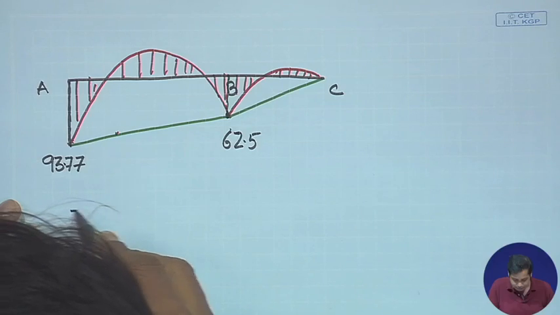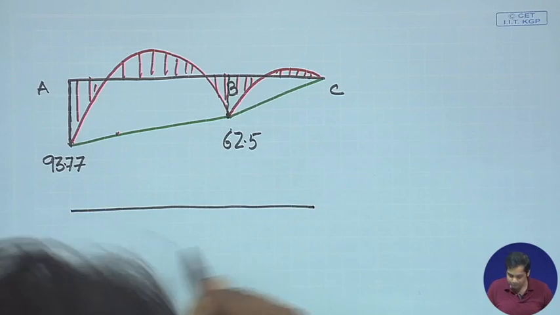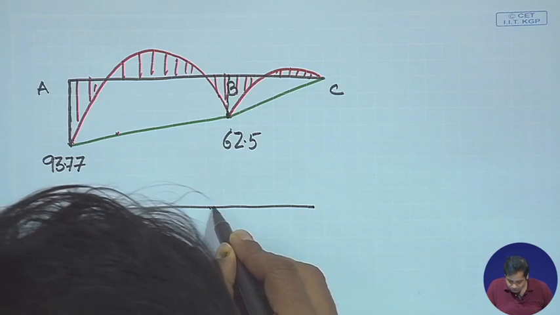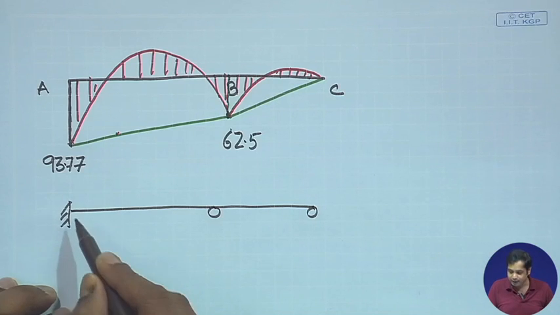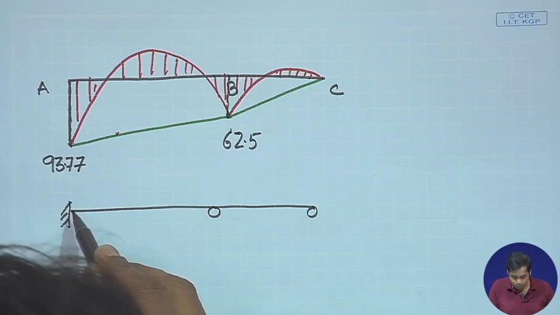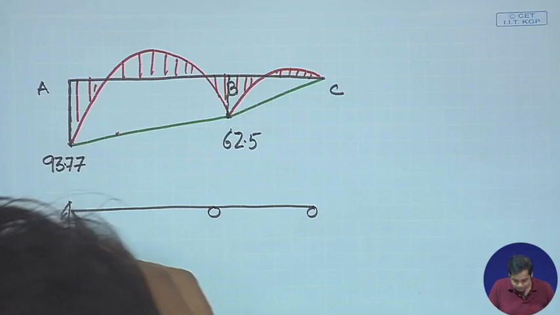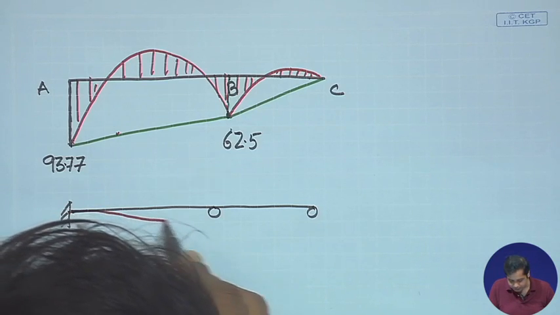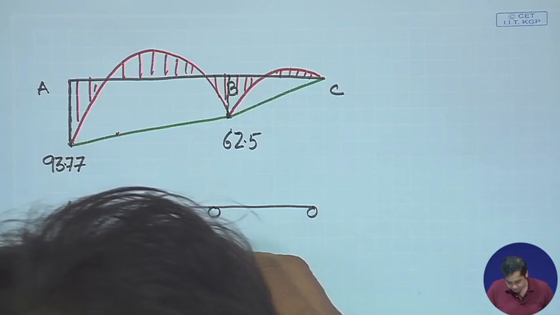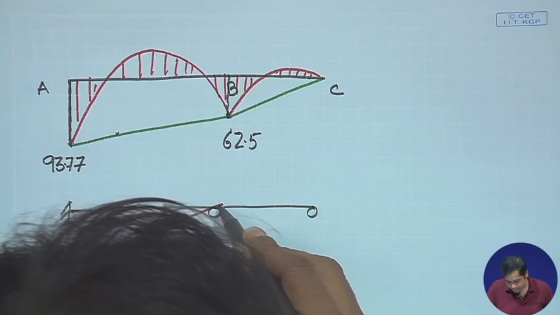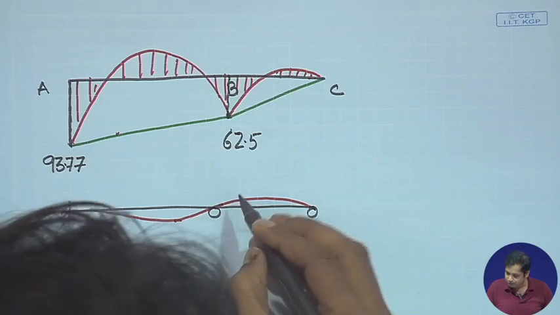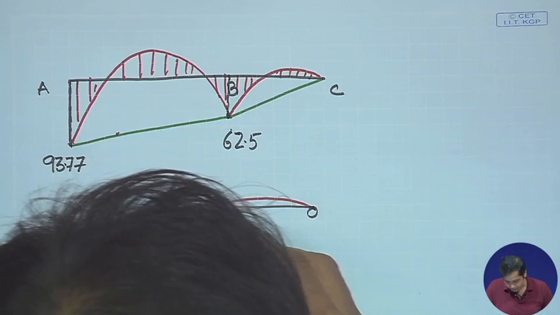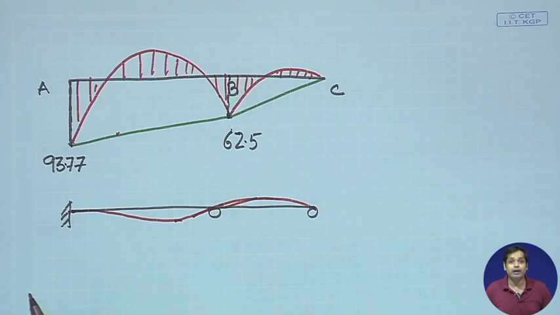Now, just try to guess what would be the deflected shape of this structure. There is a support here, there is a support here, and there is a support here. So, naturally at this point the slope will be 0. So, the deflected shape you may get, please verify this, something like this you may get. Okay, or if it is not, something like this you may get.